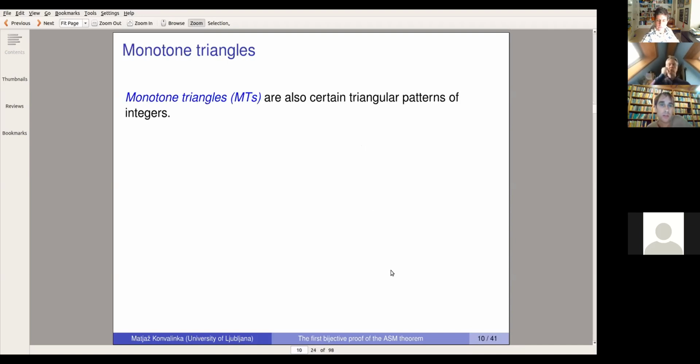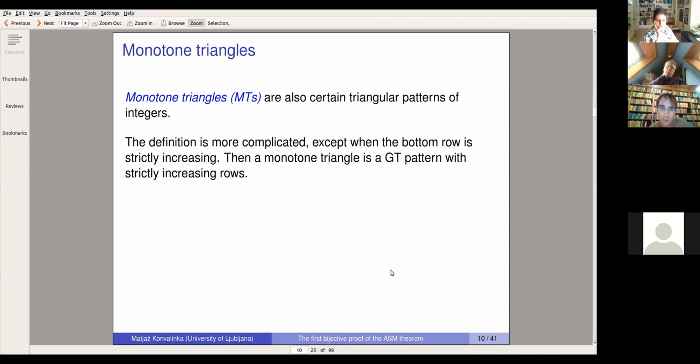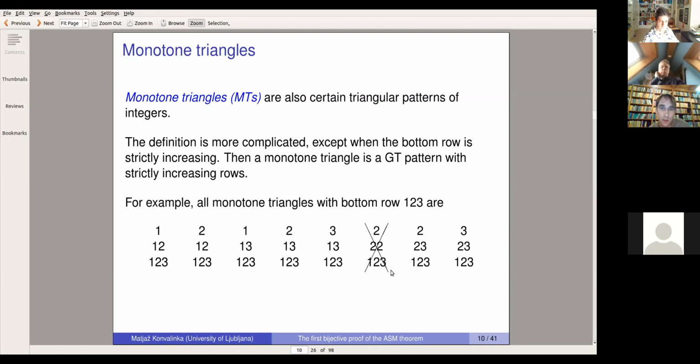What about monotone triangles? A monotone triangle is also a triangular pattern of integers. And the definition is a bit complicated, so I'm not going to tell you the exact definition. I'll just tell you the special case when the bottom row is strictly increasing. In that case, a monotone triangle is simply a GT pattern so that all the rows are strictly increasing. If you look at bottom row 1, 2, 3, not all GT patterns are monotone triangles. This one is not, with 2 2s in the second row, because it's not a strict increase. So you have 7 of them.